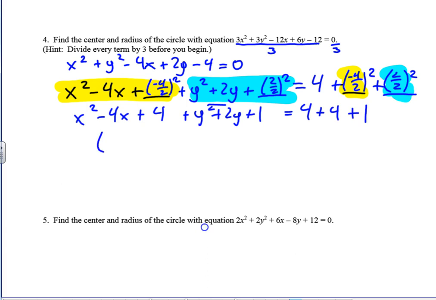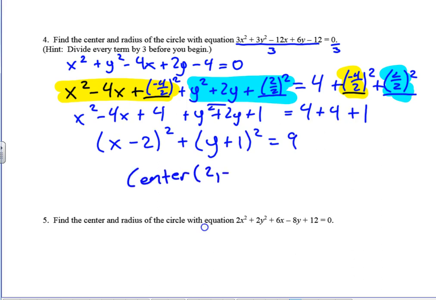All right, we're going to rewrite this. Negative 4 divided by 2 is negative 2 squared. This will be y plus 1 squared equals 9. So now that we got it in that form, our center would be 2, negative 1, and our r squared, which is 9, so our radius would be 3.